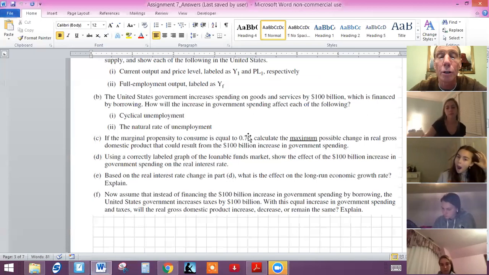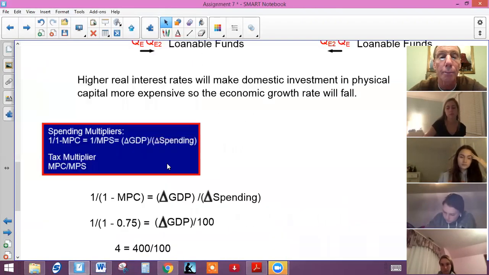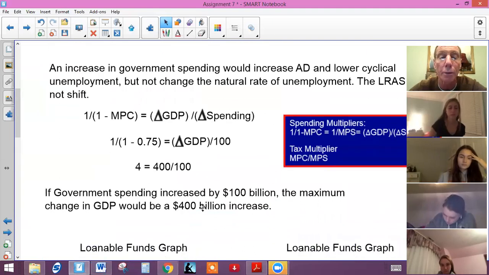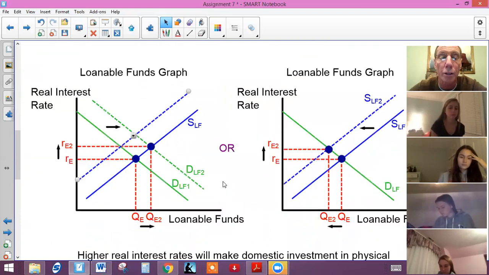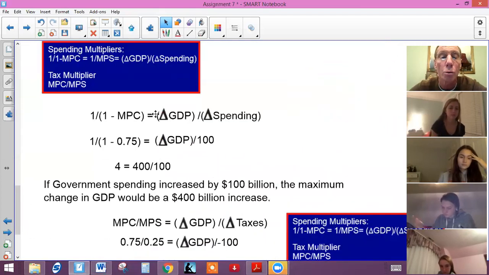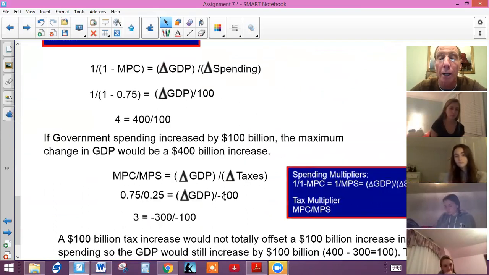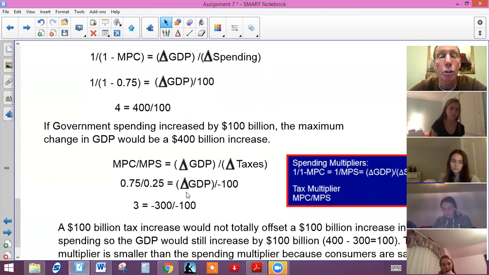So we've already figured out, I think, way up here, that the change in GDP is going to be 400 billion. I'm just reviewing that so we know where we are. Now, if they decrease taxes by 100 billion, we're going to use the tax multiplier, and this is going to be a negative 100 billion, which means that when we do the math, it's going to lower.